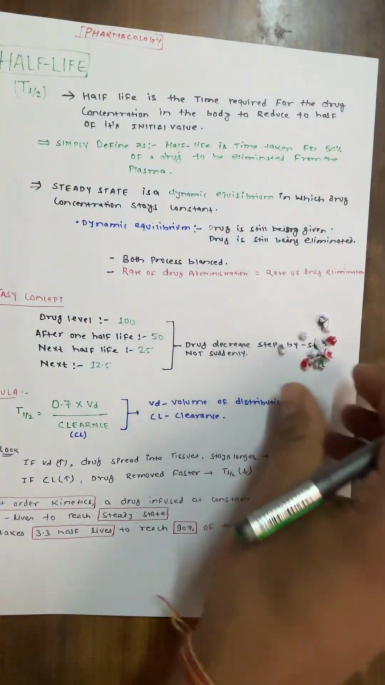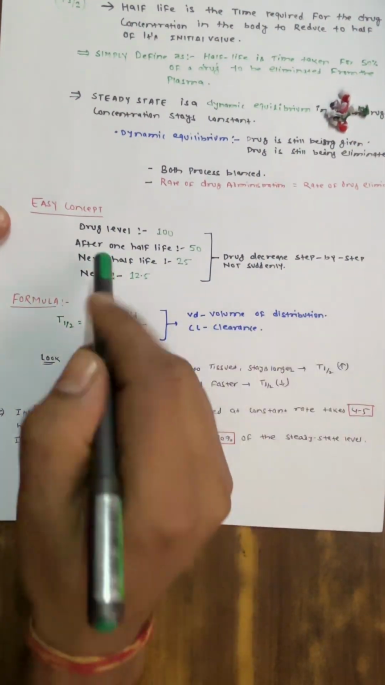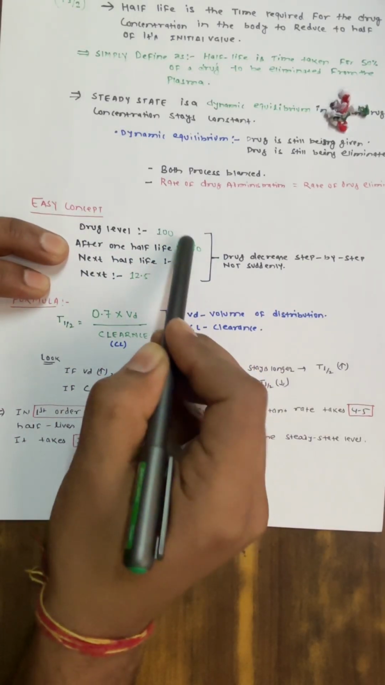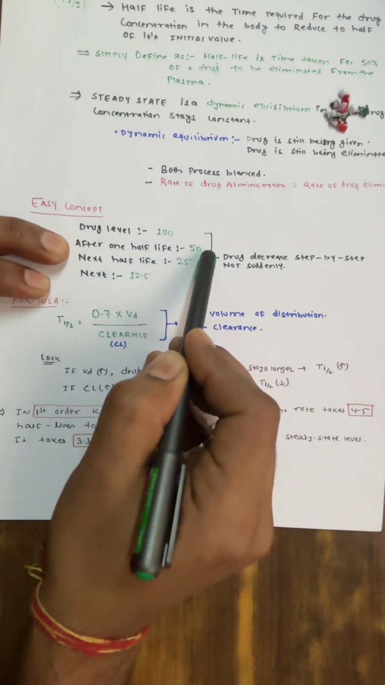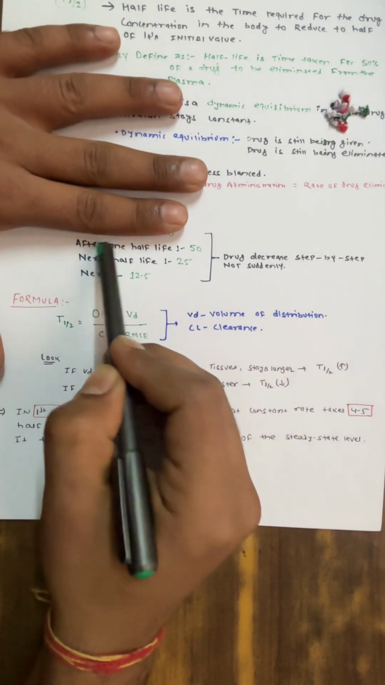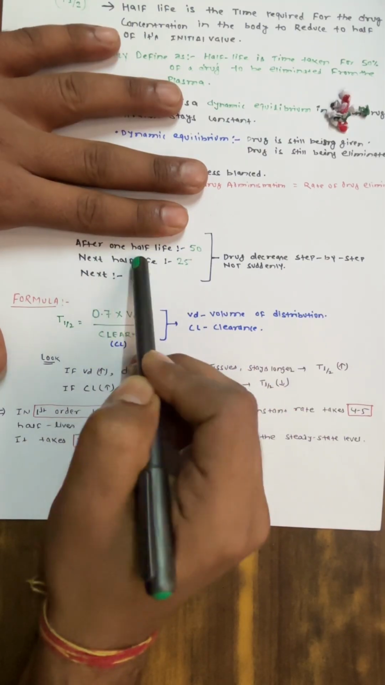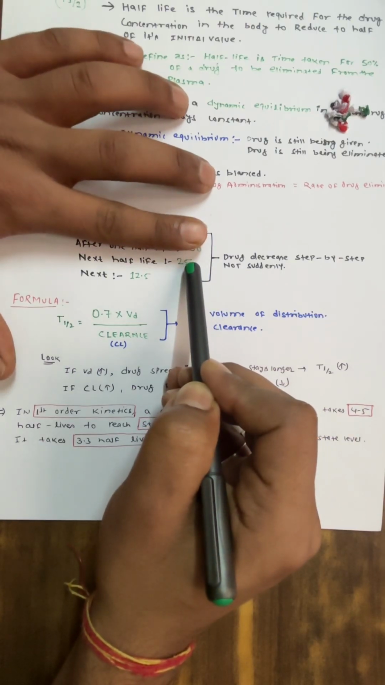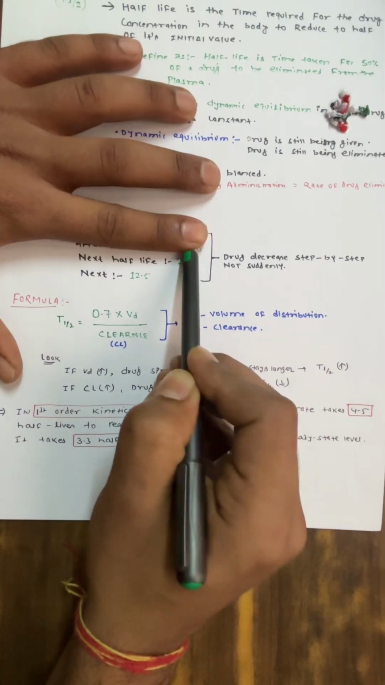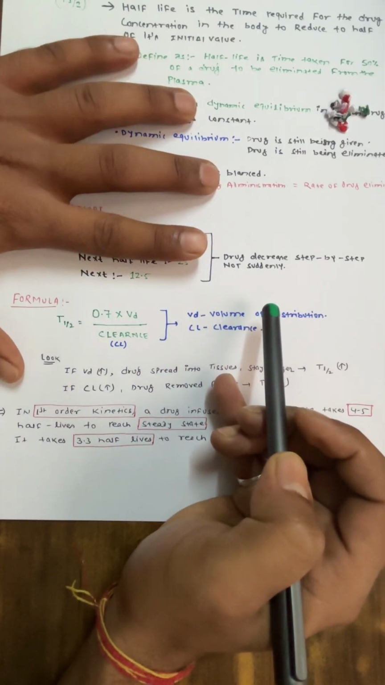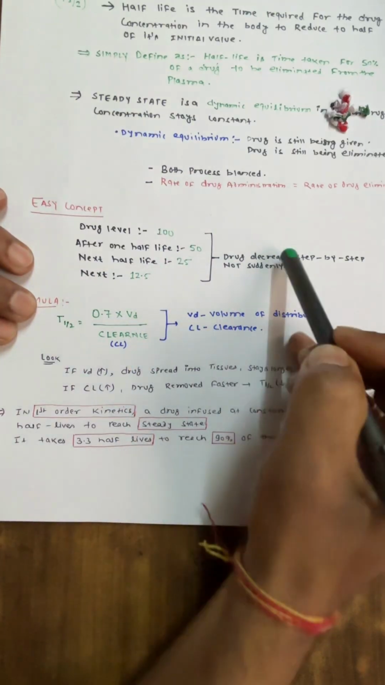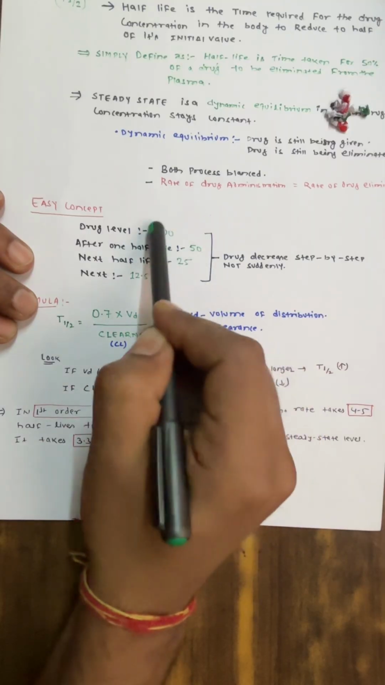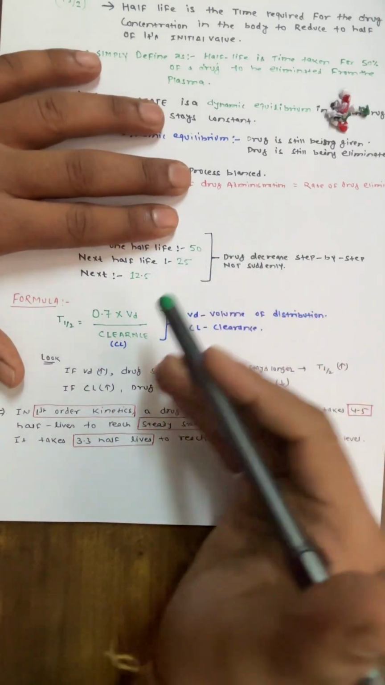Now we'll learn an easy concept. Suppose initially the drug level is 100. After one half-life the drug level will be 50, because it has become half of its initial concentration. Now next half-life, this 50 is the initial concentration, and half of 50 will be 25. Then in the next half-life, 25 is the initial concentration and half of this will be 12.5. So the drug decreases step by step, not suddenly. Half of 100 is 50, and it decreases in a step-by-step pattern.